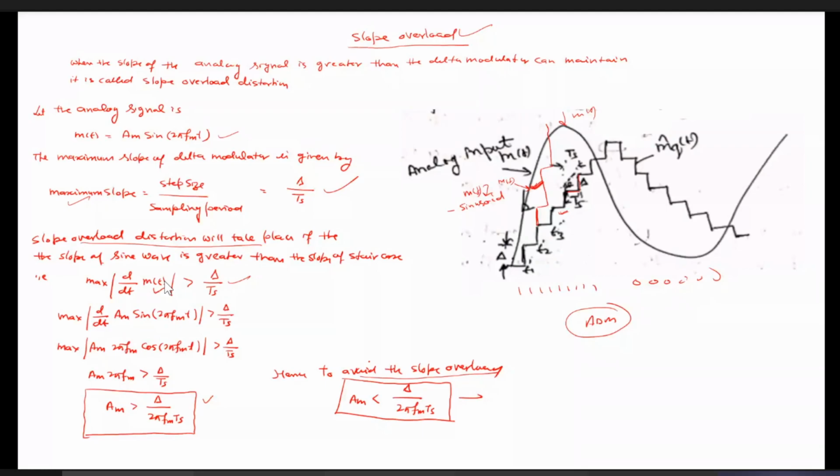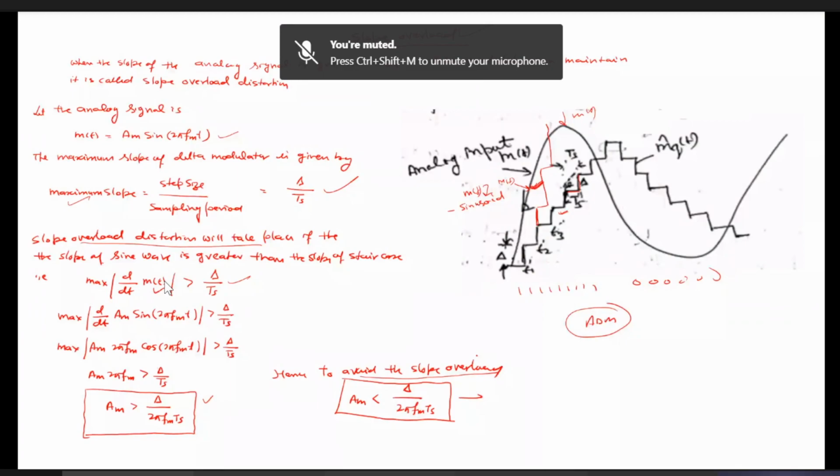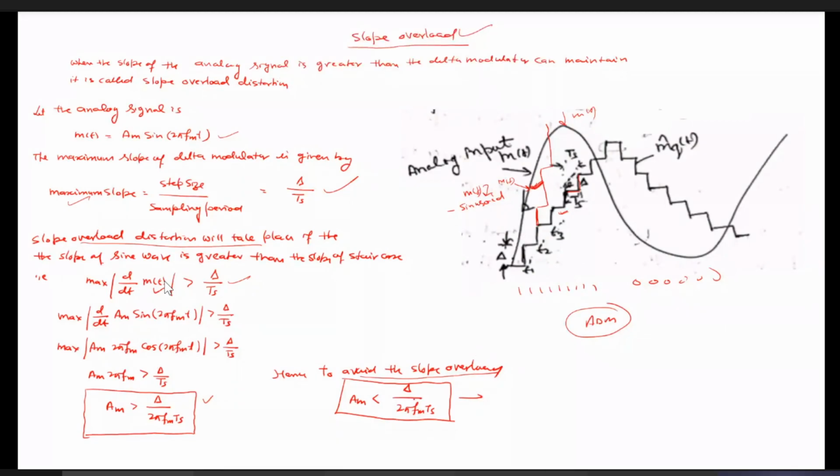That is, if we take the sinusoidal message signal and its maximum amplitude less than delta by 2 pi fm Ts, where Ts is the sampling time in seconds and fm is the maximum frequency of the message signal, then we can avoid the slope overload distortion, specifically in the case of sinusoidal input.